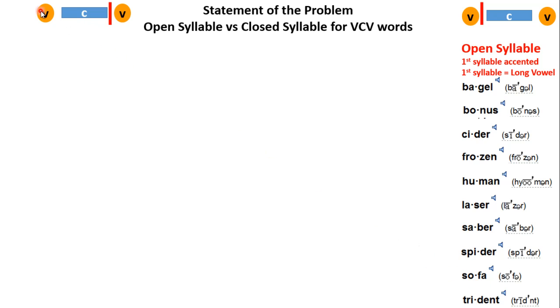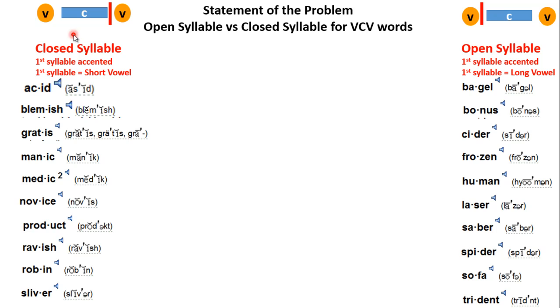Now let's look at this pattern. We have a vowel, consonant, vowel. So same as over here, except this time we're going to cut it after the consonant, and that makes a closed syllable. Again, the first syllable will probably be accented, but this time the vowel is going to be short. Let's take a look at some words that have that pattern. We have acid, blemish, gratis, manic, medic, novice, product, ravish, robin, and sliver.